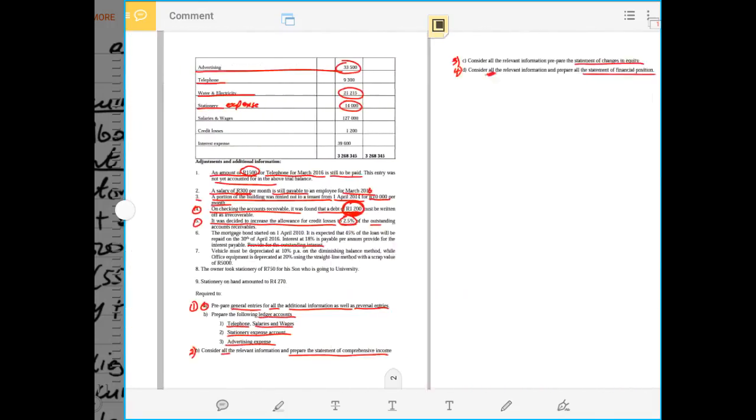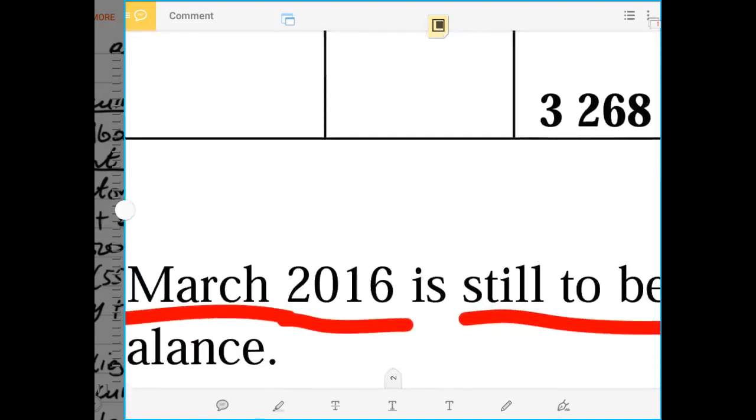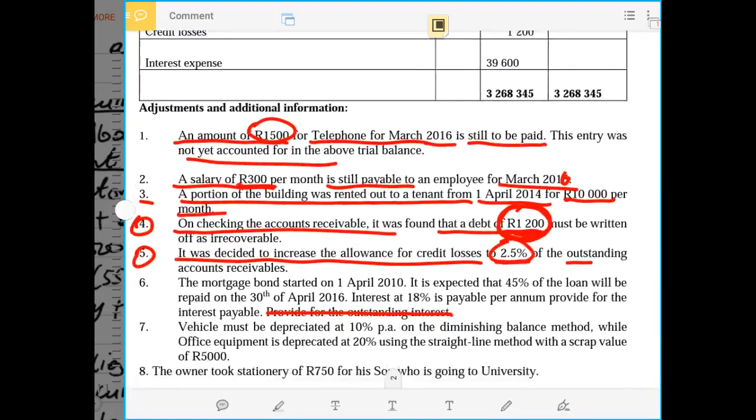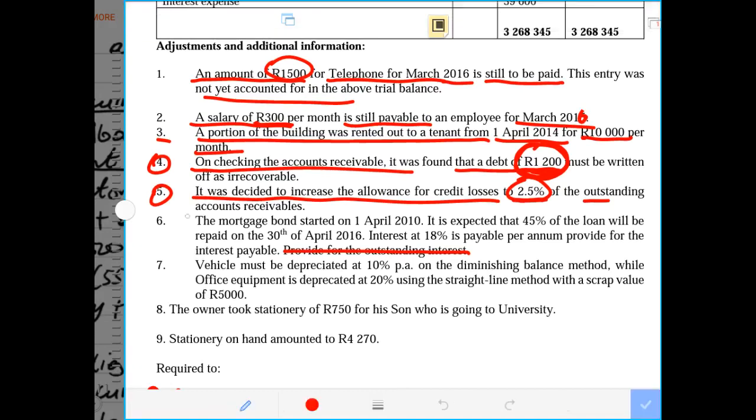Then we go to the second adjustment, which is adjustment number 6. Adjustment number 6 says that the mortgage loan started on the 1st of April in the year 2010, and it is expected that 45% of the loan will be repaid on the 30th of April 2016. And since interest at 18% is payable per annum, provide for the interest payable.